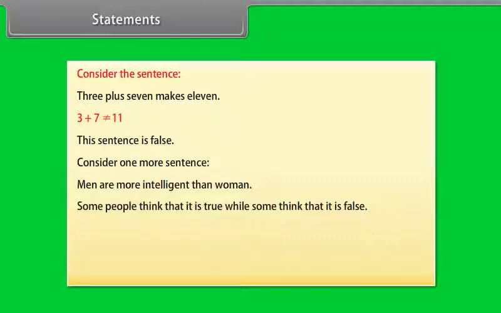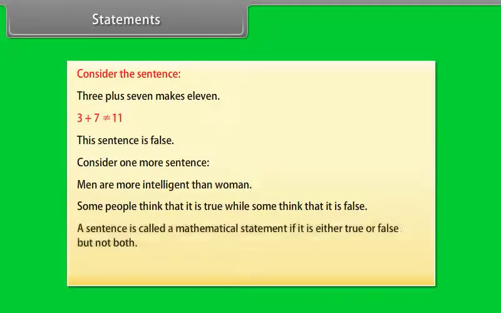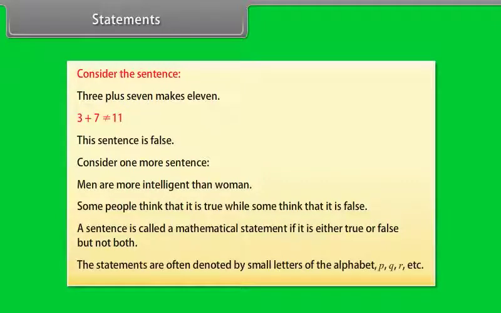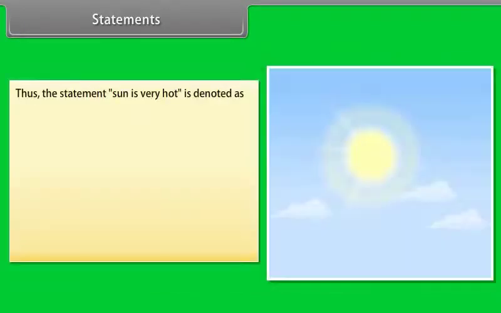Now we define a mathematical statement. A sentence is called a mathematical statement if it is either true or false, but not both. The statements are often denoted by small letters of the alphabet, P, Q, R, etc. Thus, the statement "Sun is very hot" is denoted as P: Sun is very hot.